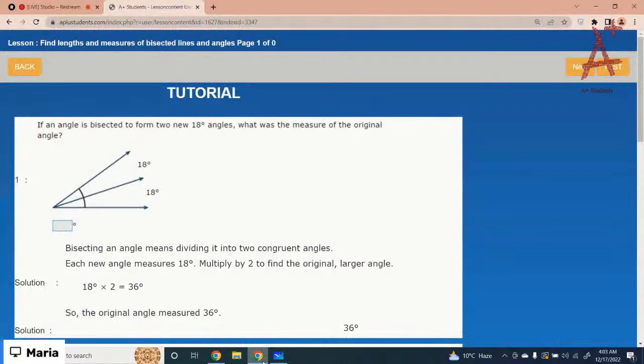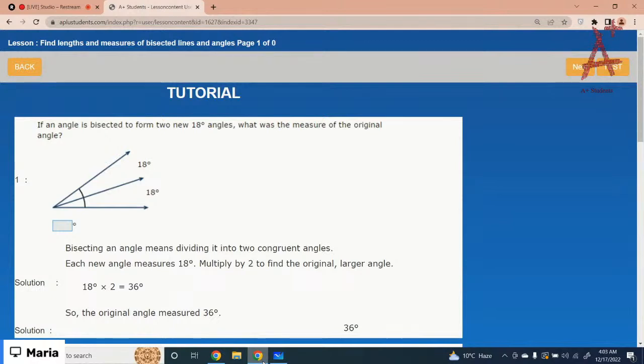Here I am on grade 8 maths. The chapter name is two-dimensional figures and the lesson I am on is find lengths and measures of bisected lines and angles. Got it? Let's start with the first example. If an angle is bisected to form two new 18-degree angles, what was the measure of the original angle?